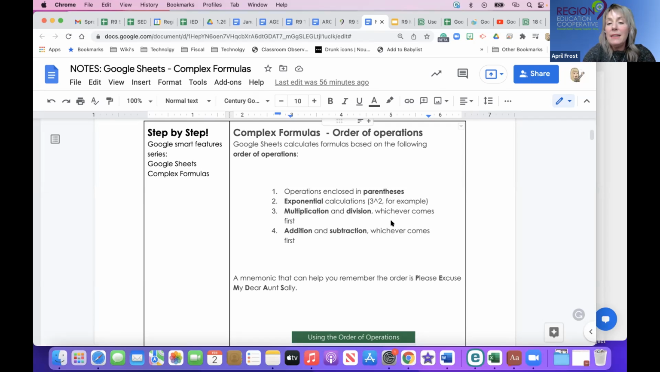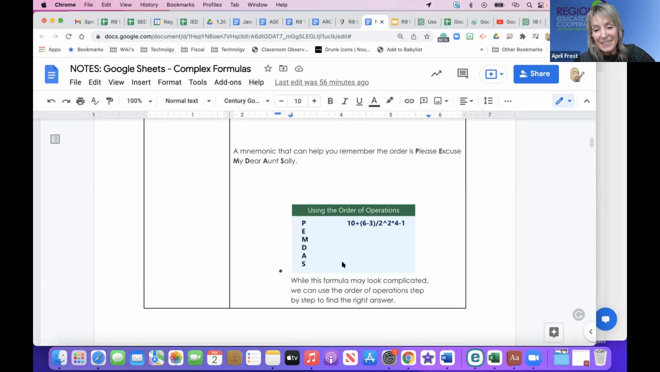Anything enclosed in parentheses will calculate first. The next layer is the exponential calculations, so 3 to the power of 2, for example. Then it goes into multiplication and division, whichever comes first, and it groups that together. The next order of operations is addition and subtraction, so it's reading left to right. You kind of have to go back to the basics, really, of please excuse my dear Aunt Sally.